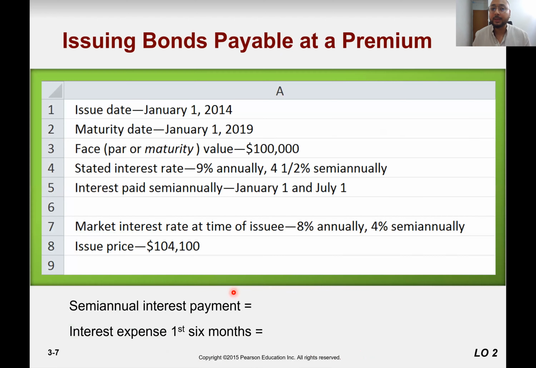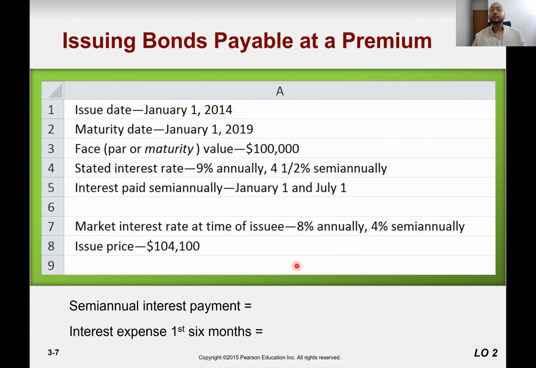So the amortization table would be, we have data here that the issue date is 1st January 2014, maturity date is 5 years, so you add 5 years, 2019. Face value or maturity value is 100,000. Stated interest rate, which is the coupon rate, is already given as 9%, and the payment is semi-annual, which means 4.5% we have to pay after every 6 months. The market interest rate is 8% and payment is semi-annual, so 4% semi-annually.